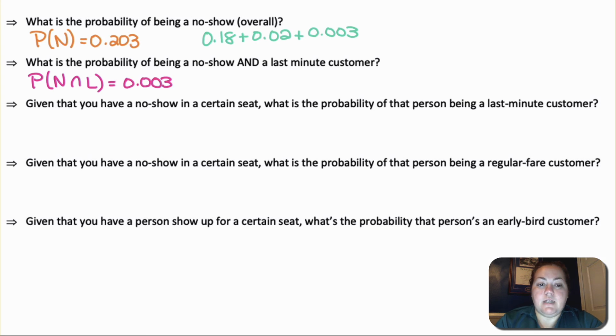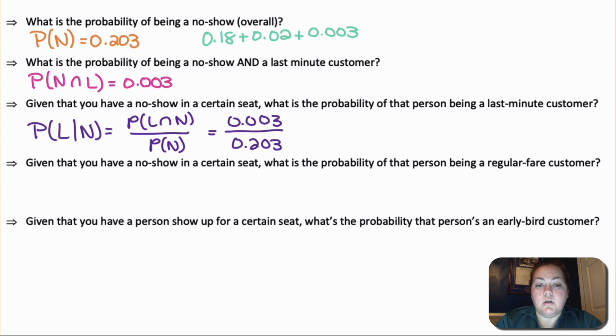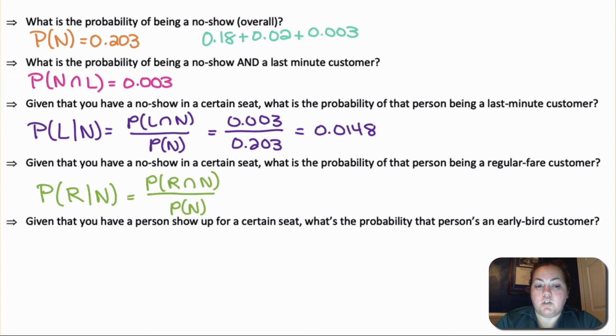So a no-show and a last-minute customer is 0.003. Given that you have a no-show in a certain seat, what is the probability that the person is a last-minute customer? So last-minute, given they were a no-show, so it'd be last-minute and no-show divided by no-show. So divide those two probabilities I just found, I get 0.0148. Given that you have a no-show in a certain seat, what is the probability of that person being a regular fare customer? So regular given no-show. Regular and no-show divided by no-show.